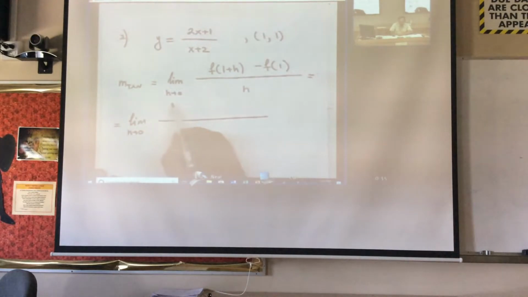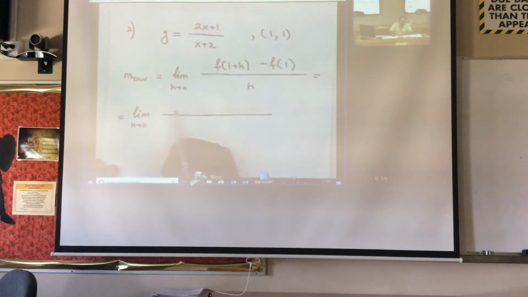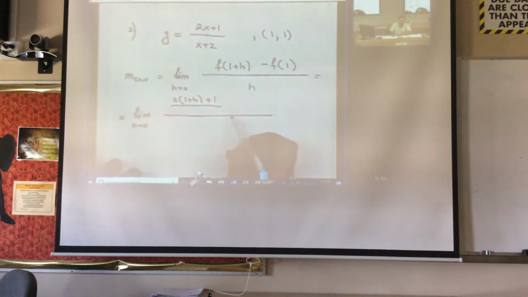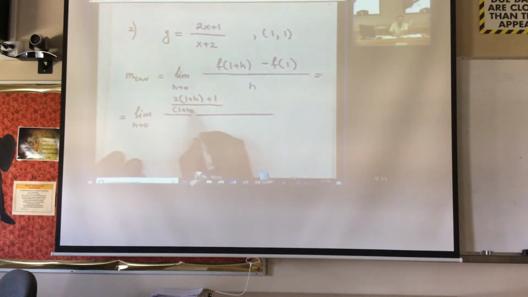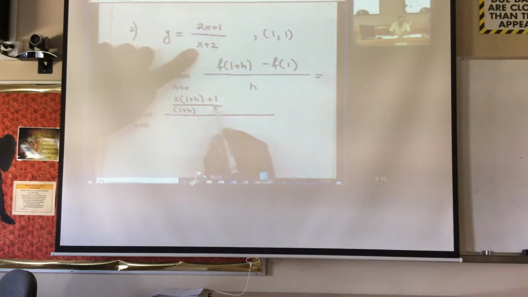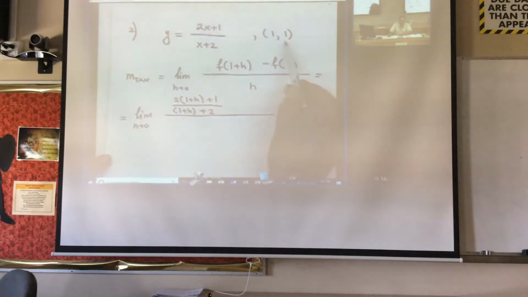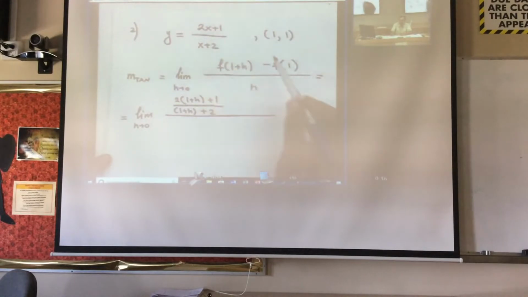It's going to be a little bit messy here because I have to create a complex fraction. But what do I have? I have 2 times (1 plus h) plus 1, so that's the top right now, over (1 plus h) instead of x, plus 2. Then it says minus f of what? 1. Well, you already know what that is. It's 1, but if you want to substitute, why not? Put 1 and you get 3 over 3, which is 1. So minus 1. And on the bottom we have h.